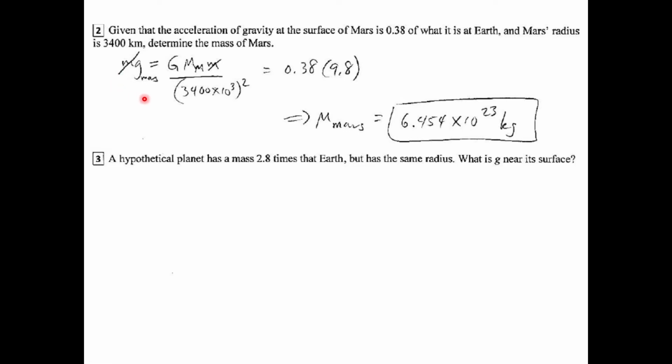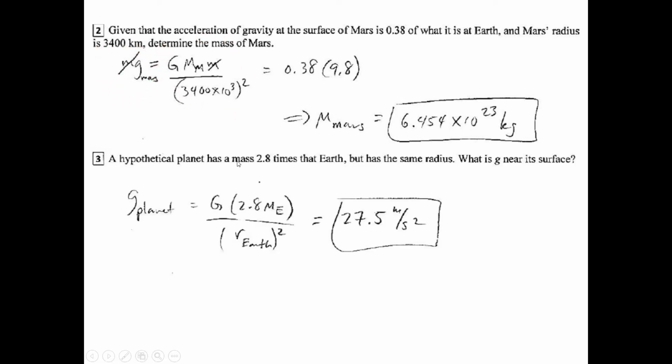We calculate the force on an object, the gravitational force, the old way and the new way. And when we do that, after canceling the mass of the object, we get little g on the planet is capital G times the mass of this planet, which is 2.8 times the mass of Earth, divided by the radius of the planet squared, but we're told that's the same as the radius of Earth squared. And we can throw all that in and calculate little g on the planet, and it indeed is bigger than 9.8: 27.5 meters per second squared.